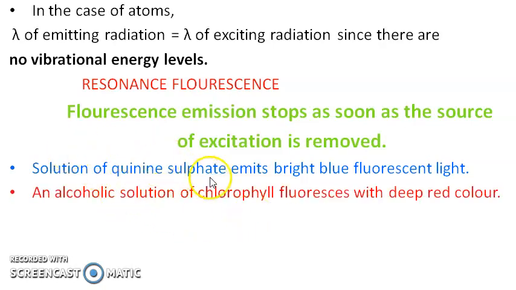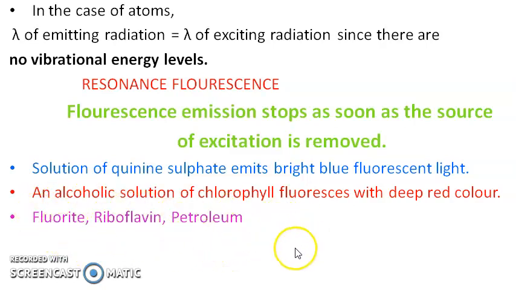Okay. Similarly, an alcoholic solution of chlorophyll. This particular material, you can try it out in your lab. You take an alcoholic solution of chlorophyll, and then irradiate it with UV visible light. You get a deep red color. It's easy. You can do it in your lab. And then substances like fluorescein, riboflavin, petroleum also fluoresce when exposed to UV visible light. And then vapors of sodium, mercury, and vapors of acetone also exhibit fluorescence.